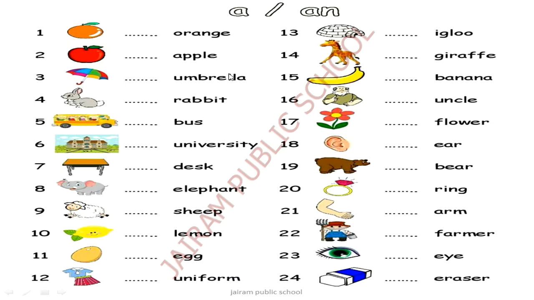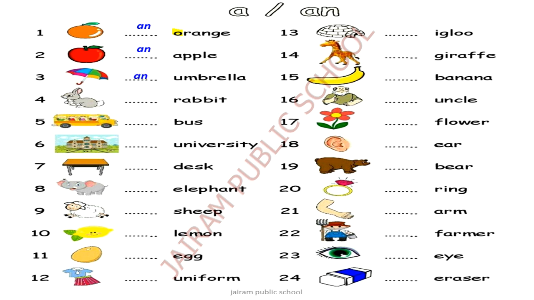I have given you more examples here. Let's see one by one. First example is dash orange. What is the first letter of orange? So here the first letter of orange is O. O is a vowel sound. So an orange. Apple. A is a vowel sound. So an apple. Umbrella starts with the vowel sound.